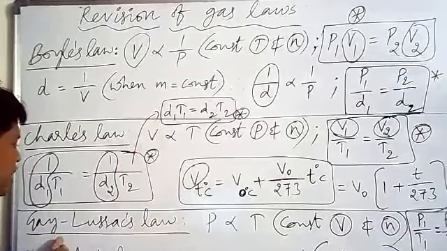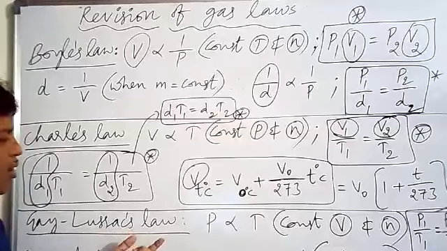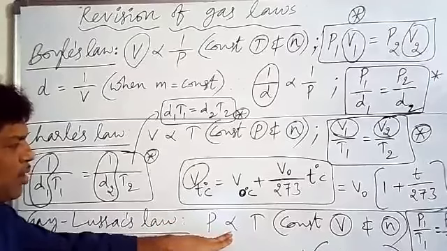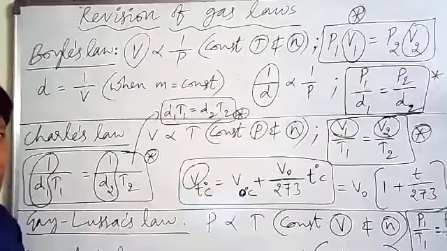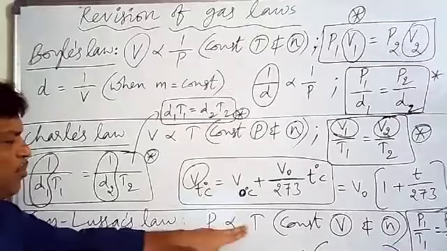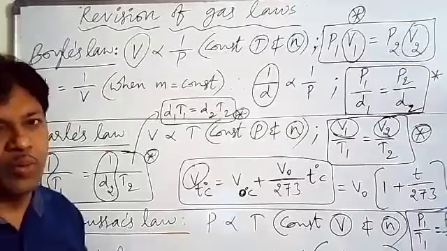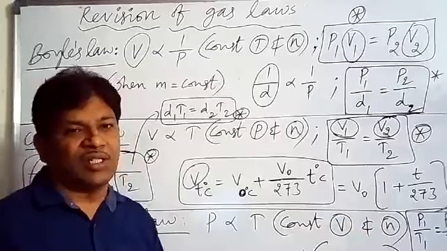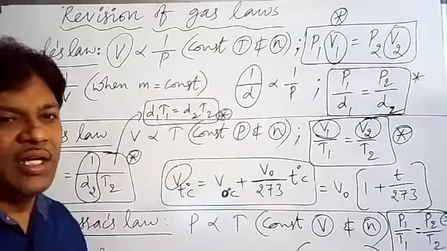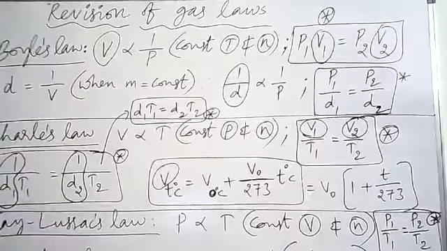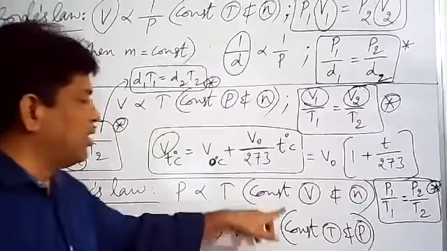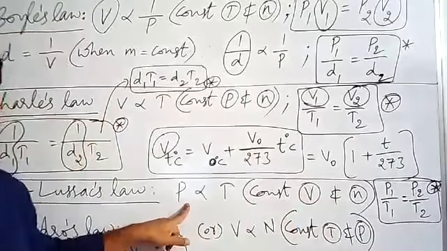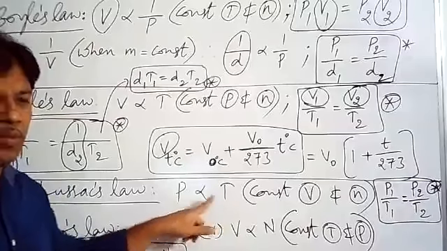Next, Gay-Lussac's law. According to this law, pressure is directly proportional to temperature. This is possible when volume is constant and the number of moles is constant. When volume and number of moles both are constant, pressure and temperature are directly proportional to each other.